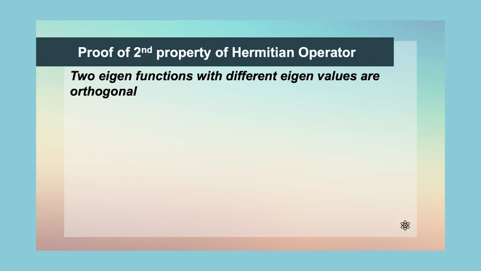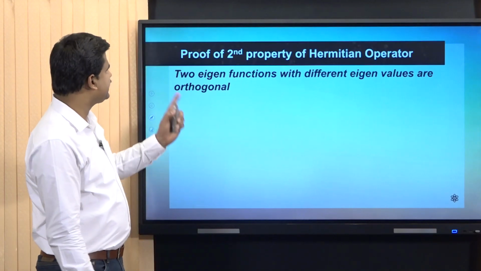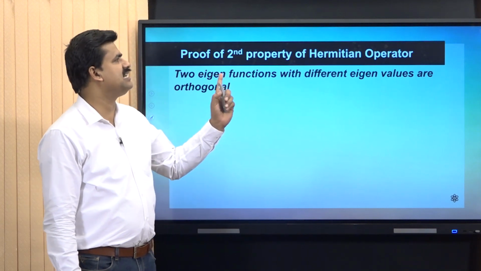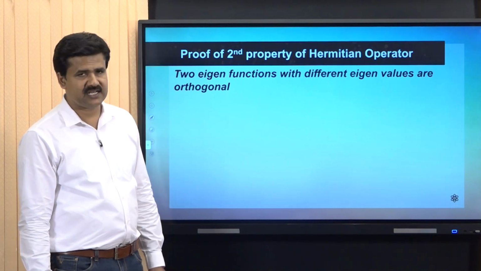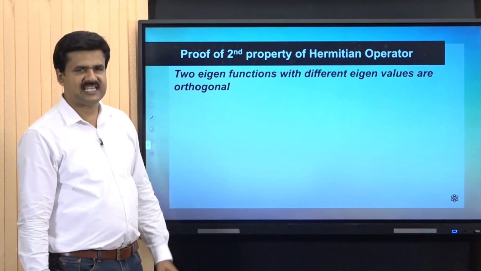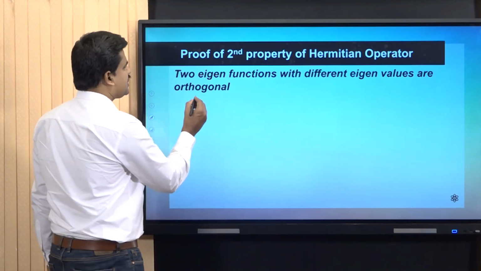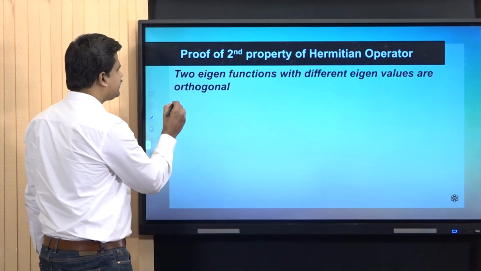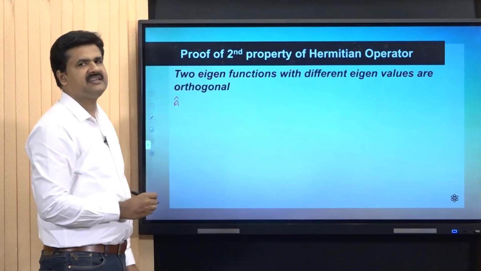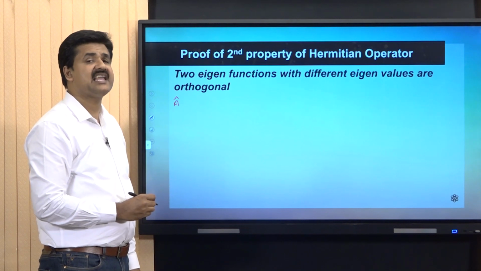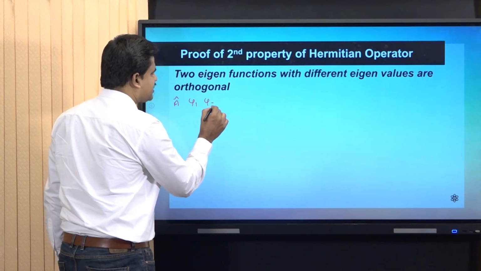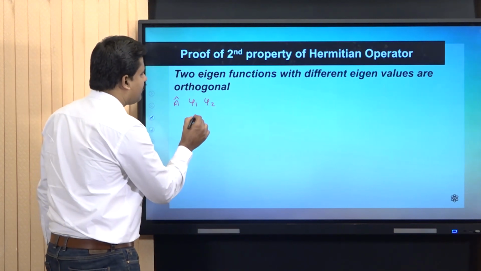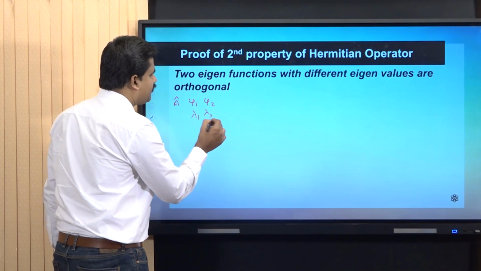Now we are going to discuss the second property of a Hermitian operator. The second property is that two eigenfunctions with different eigenvalues of a Hermitian operator are mutually orthogonal. We are going to prove this statement. First, let us have a Hermitian operator A hat and consider two of its eigenfunctions, psi 1 and psi 2, with different eigenvalues lambda 1 and lambda 2.